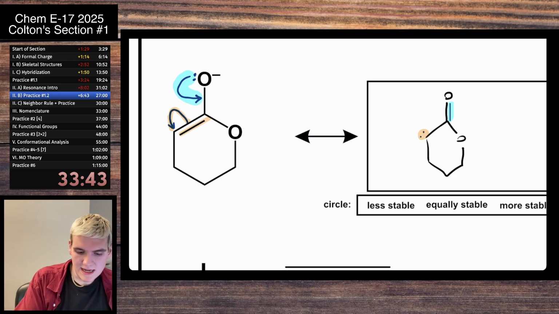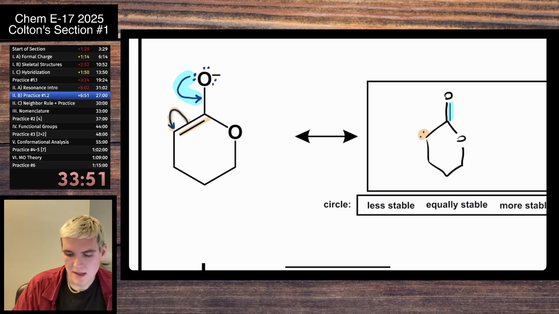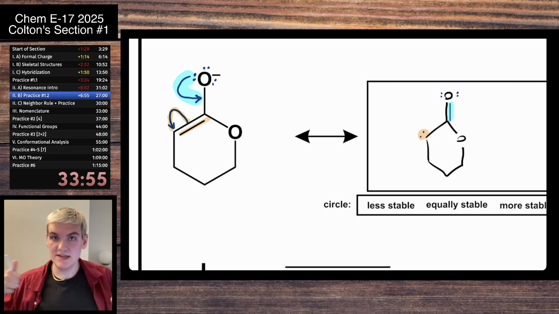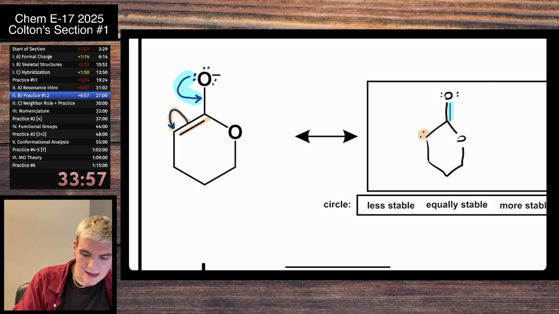So now if we're thinking about formal charge, this oxygen at the top has 2 more lone pairs, but I didn't draw them initially because we weren't using them. But now the oxygen at the top has 2 bonds and 2 lone pairs. It is neutral.